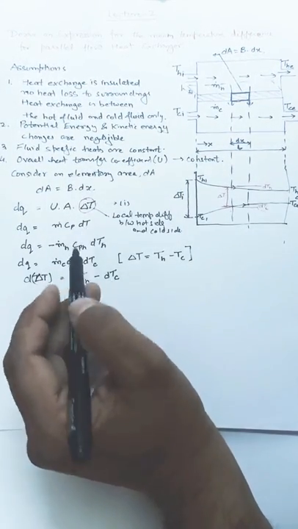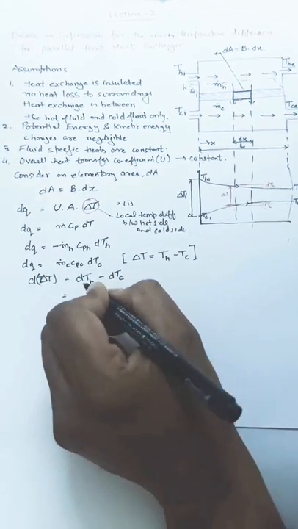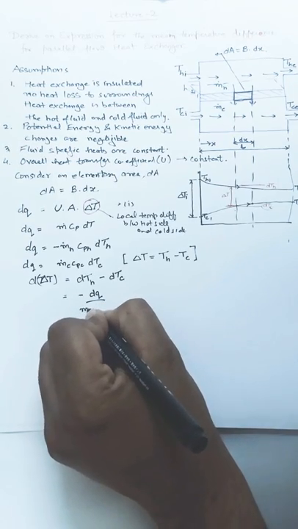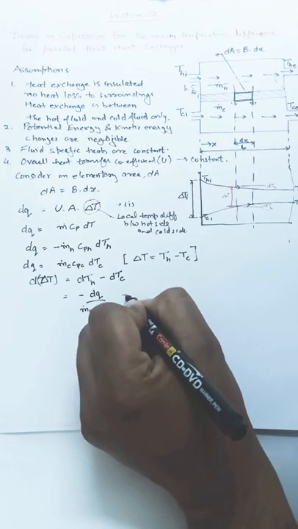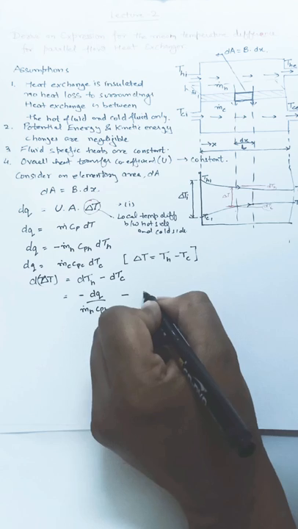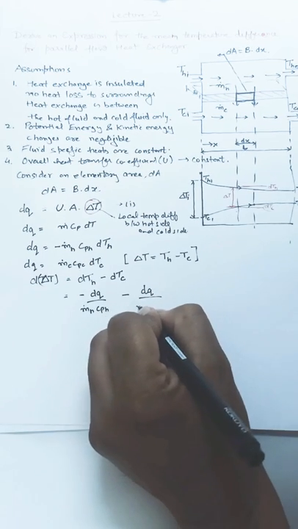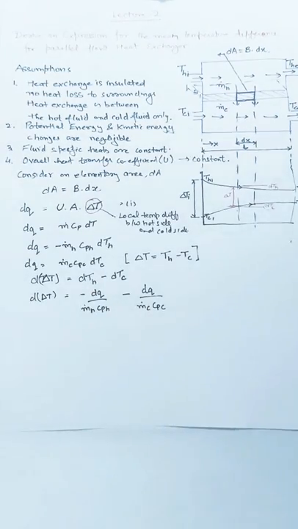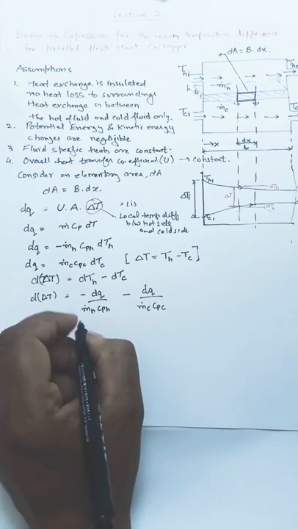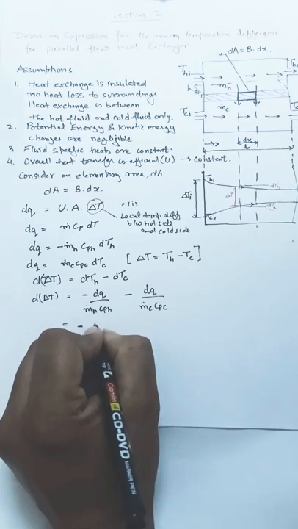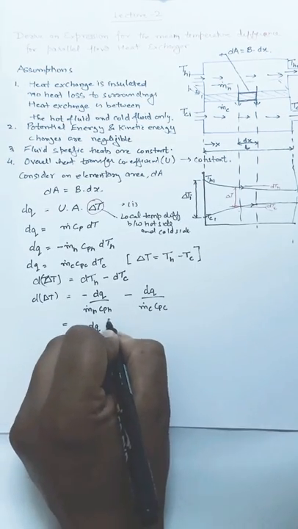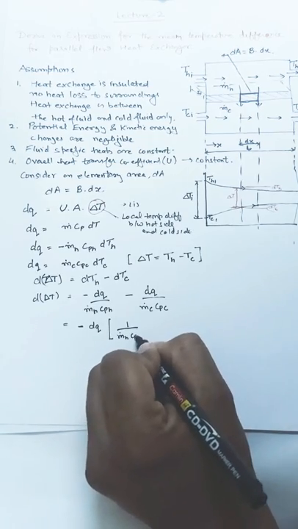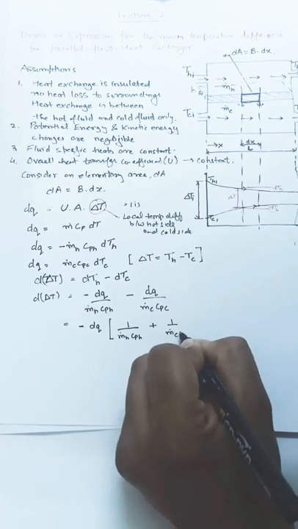Now if you put the values of dTh, it is minus dq by mh cph, again minus of dTc is what? If you take this, then it is dq by mc cpc, right? And if you take dq out of this, you will get minus dq is out. You can write this as 1 upon mh cph plus 1 upon mc cpc.